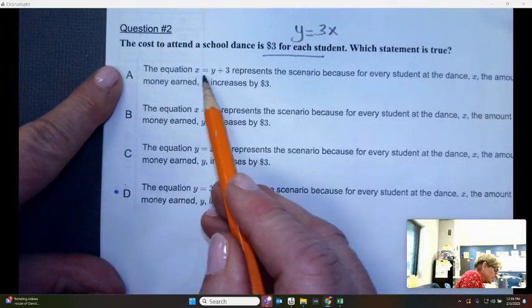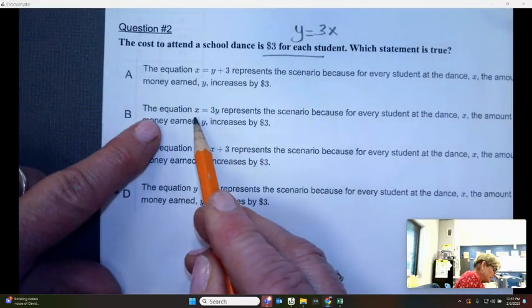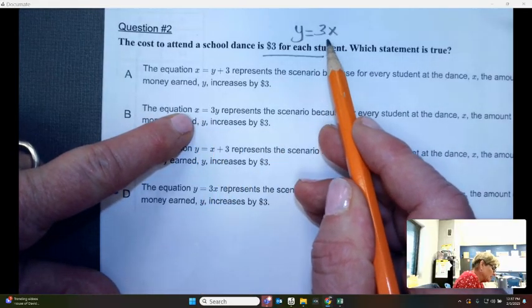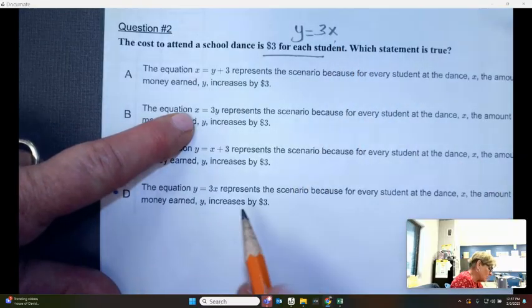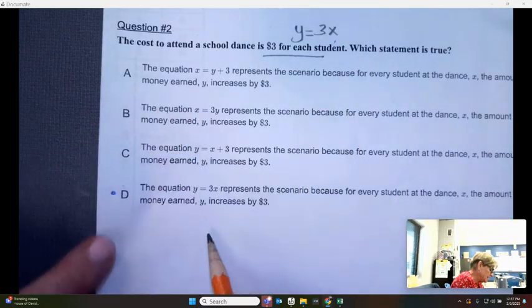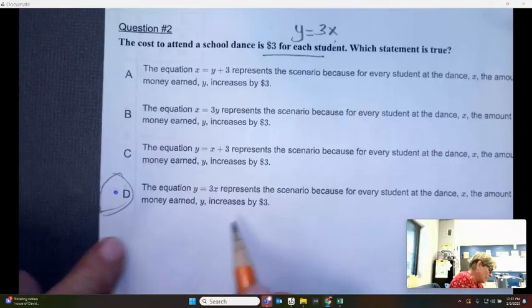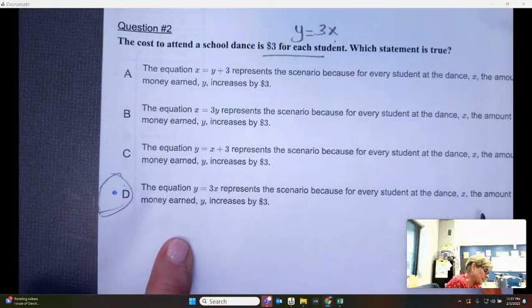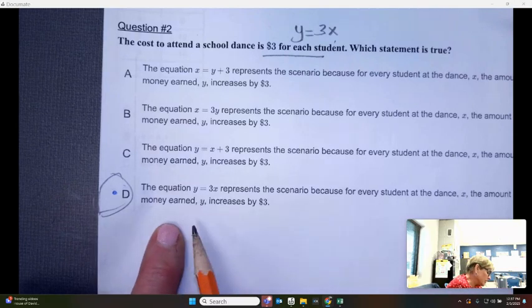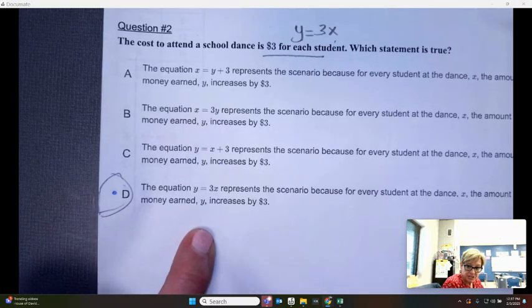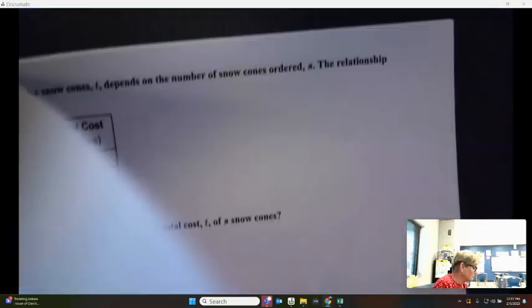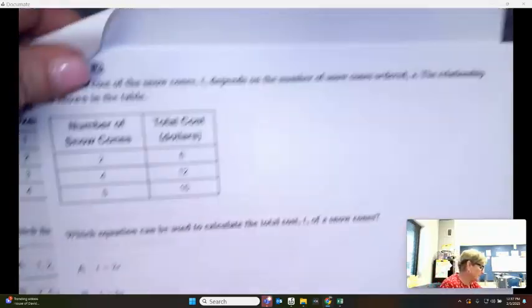So it's not gonna be X equals Y plus 3. It cannot be X equals 3 times Y, because your $3 is going to be multiplied by X, not Y. It cannot be C, it must be D. Y equals 3X, because for every one student at the dance, the amount of money earned increases by $3. So that fits what we have, the Y equals $3. All right, let's look at the next one.